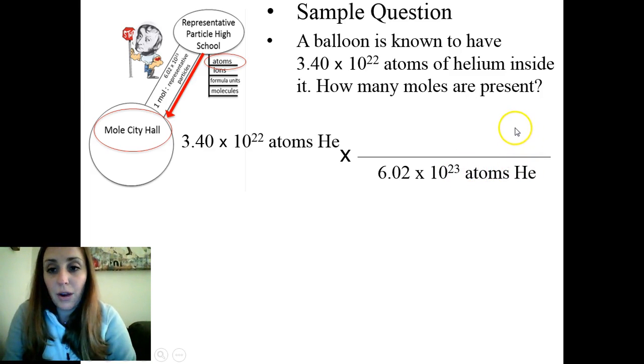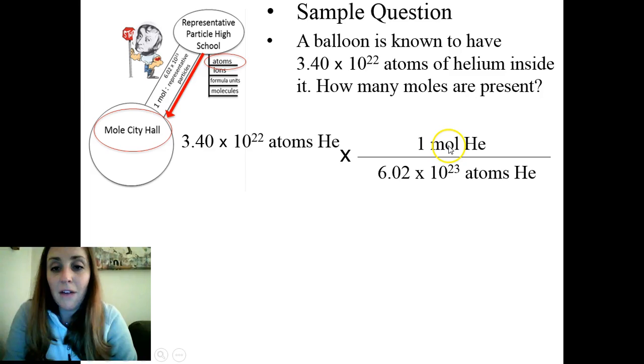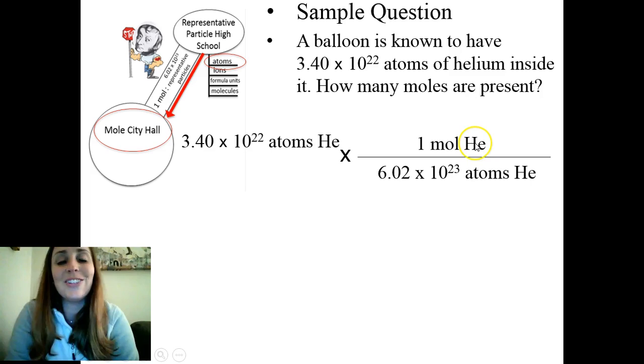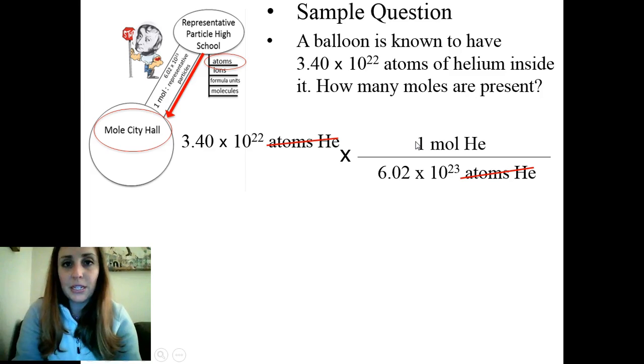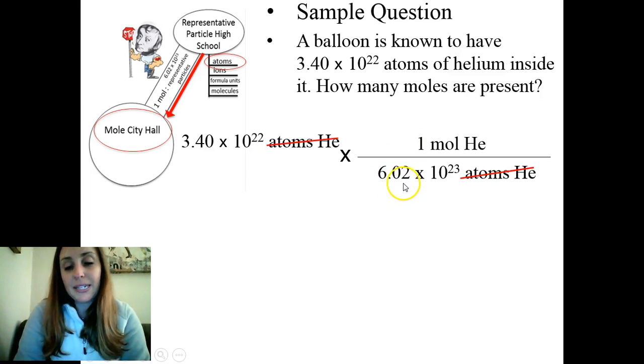Also, once you write the top, the top's going to be 1 mole, and it has to be 1 mole of helium, because you can't change the unit in here. So if you have moles compared to atoms, you can't change the formula. So helium and helium, top and bottom. Okay, is there anything that can cancel? Yeah, atoms of helium are both on the top and on the bottom. So they cancel. You're going to multiply by anything on the top, so 3.40 times 10 to the 22nd times 1, but you don't ever need to multiply by 1, and then you're going to divide by 6.02 times 10 to the 23rd.